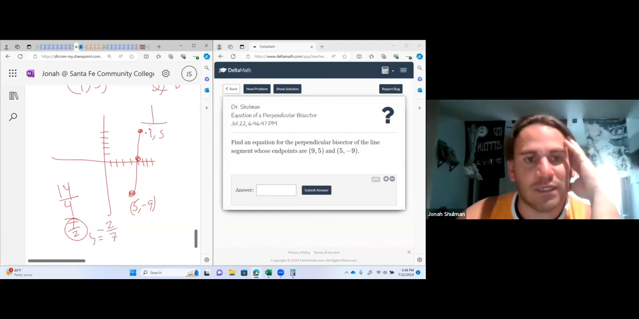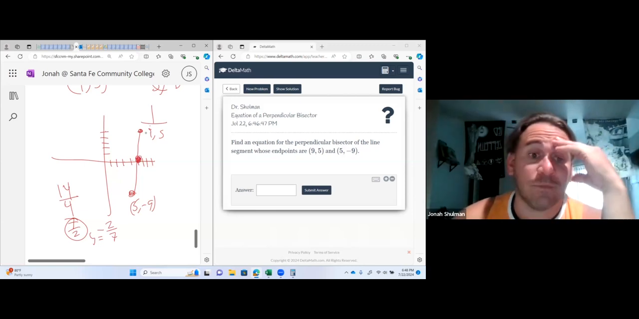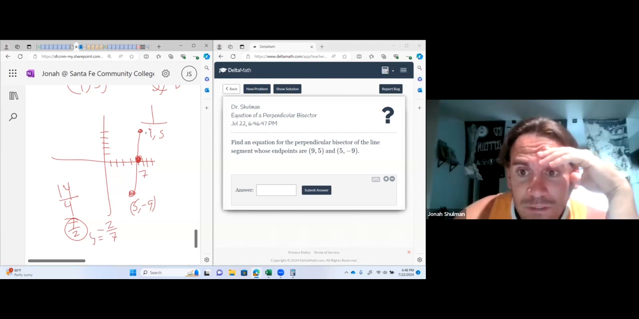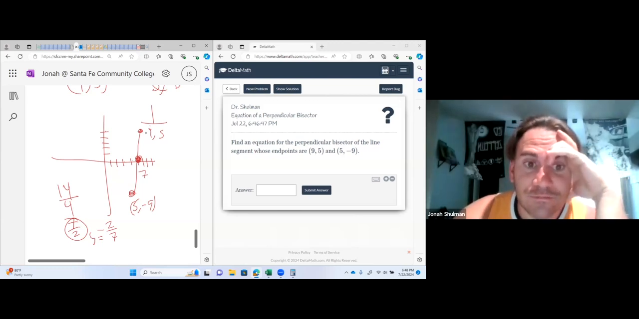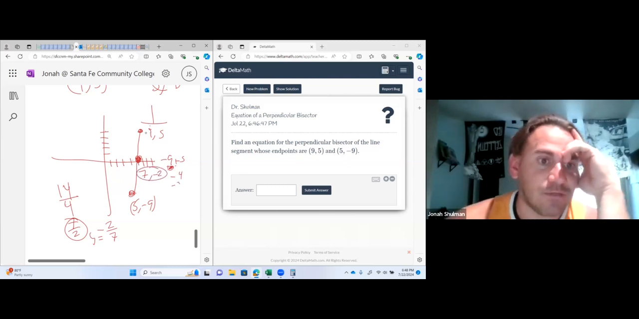So y equals -2/7. And then all we need is this point because this is the point that goes through it. So we need the midpoint. So the midpoint between 5 and 9 is 7. And the midpoint between -9 and 5, -9 plus 5 is -4. Half of that is -2. So it's going to be 7, -2.